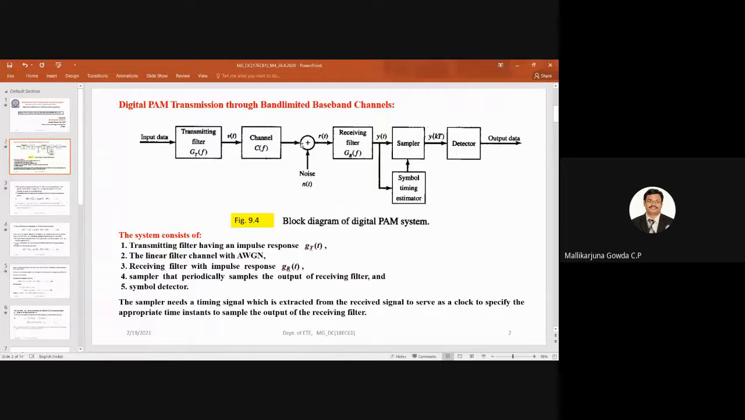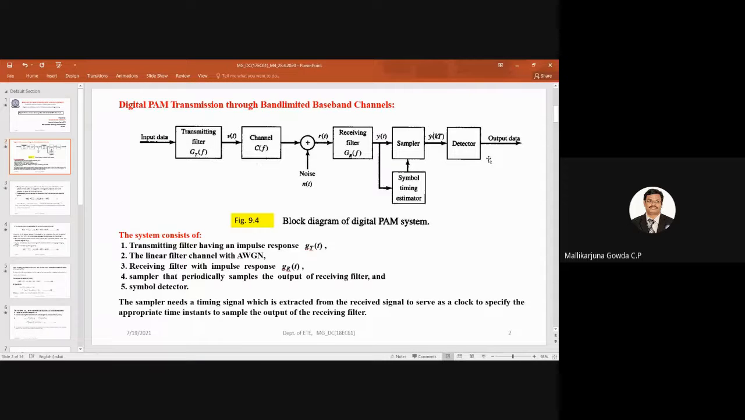The output of the channel is represented as h(t). Then what is r(t)? It will be h(t) plus n(t). That is given as input to the receiving filter, and we know the frequency response of the receiving filter, which will be the same as that of the transmitting filter. Then the output of the receiving filter will be sampled. That is why it is passed through a sampler at t equal to t naught. Then it is given to the detector to estimate the transmitted symbols.